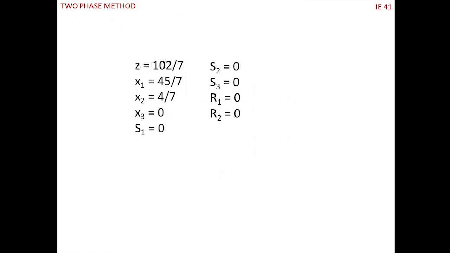Z = 102/7, x₁ = 45/7, x₂ = 4/7, while x₃, s₁, s₂, and s₃ are all equal to 0.